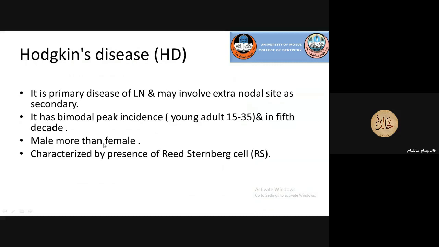The characteristic or the pathognomonic feature of Hodgkin lymphoma is the presence of a certain type of cells. We call it Reed-Sternberg cells. So we can diagnose Hodgkin lymphoma by the presence of a special cell. We call it the Reed-Sternberg cell.